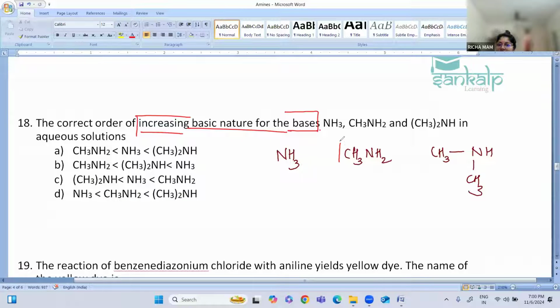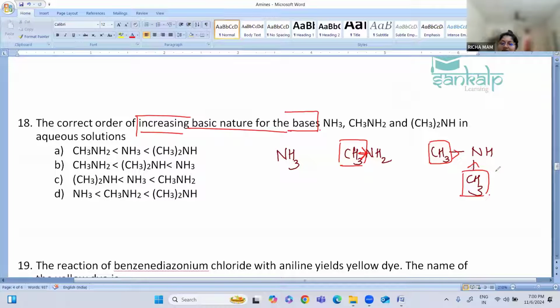So what is the role of these methyl groups? Is it an electron donating group or a withdrawing group? They are electron donating groups, right? Because of the presence of electron donating groups on the nitrogen, they will donate electrons to the nitrogen here. So what will happen? The basicity will increase.